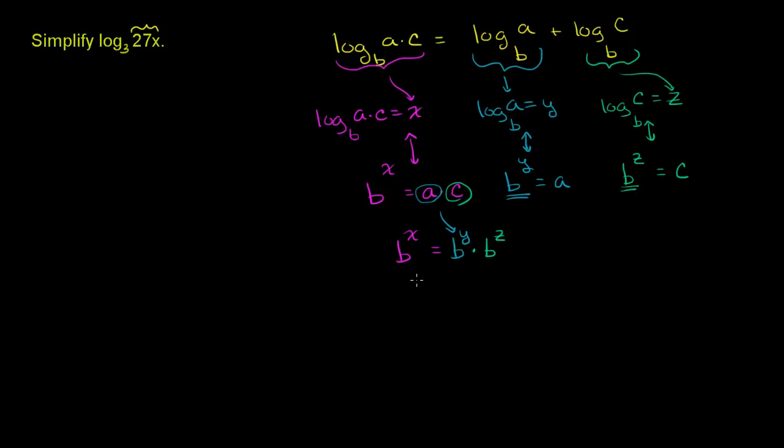And we know from our exponent properties that if we take b to the y times b to the z, this is the same thing as b to the y plus z power. This comes straight out of our exponent properties. And so if b to the y plus z power is the same thing as b to the x power, that tells us that x must be equal to y plus z.